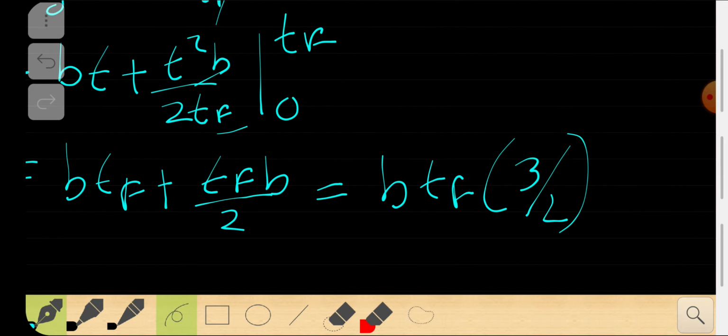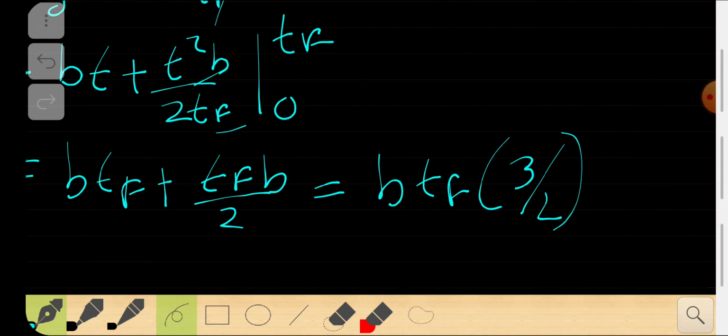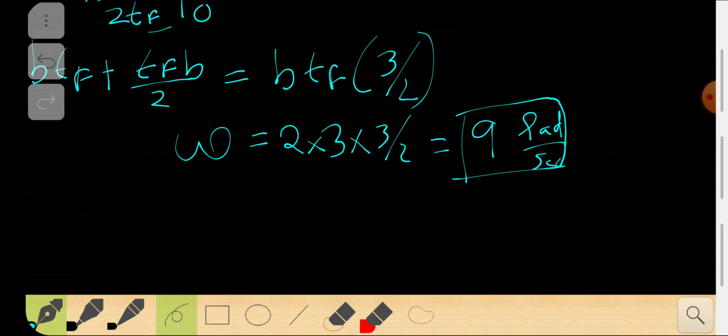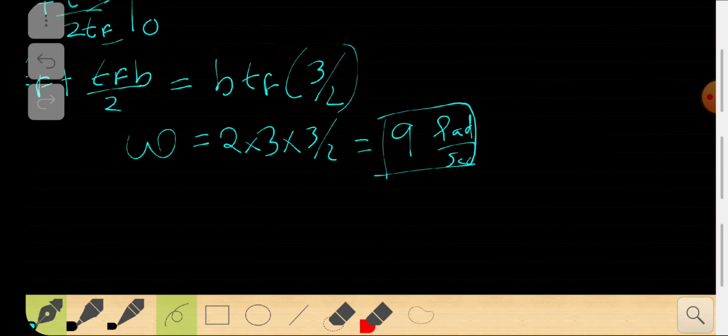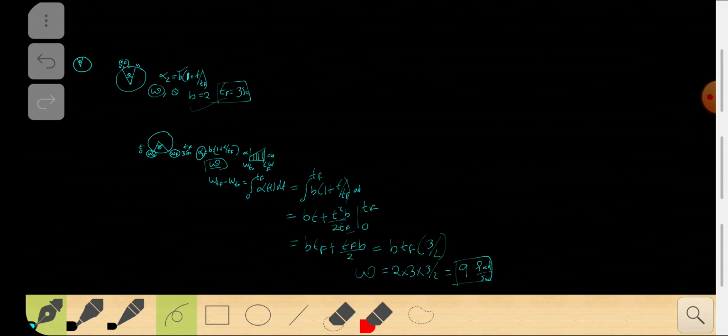Now you can substitute the values of b and t final. b was 2, and t final was 3 seconds. So you get 2 times 3 times 3 by 2, which will be equal to 9 radians per second. So 9 radians per second is the angular velocity omega. So we have found the omega in the time period where it rotates from this point to this point.